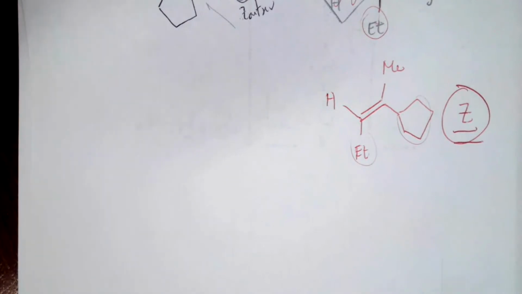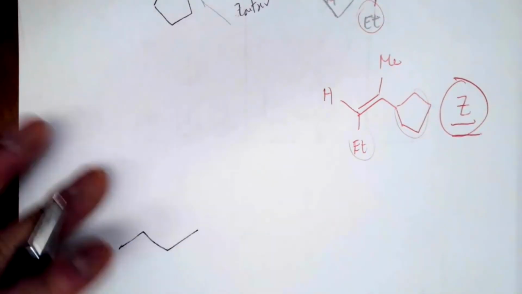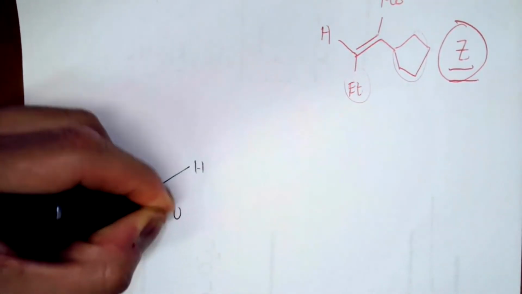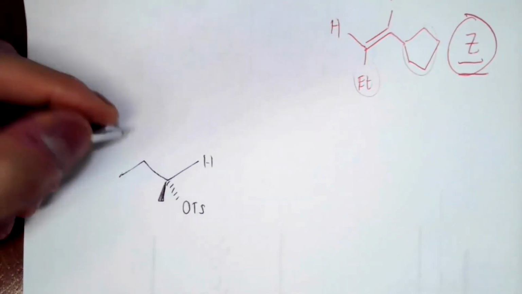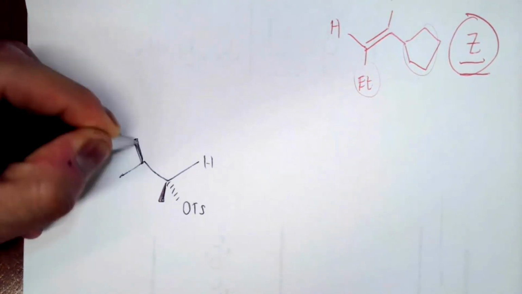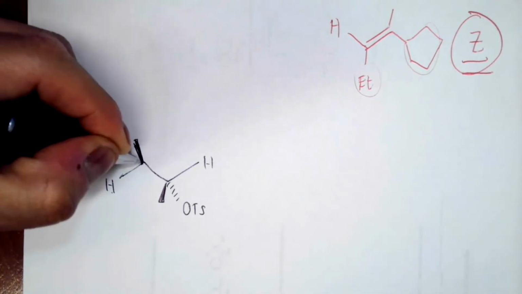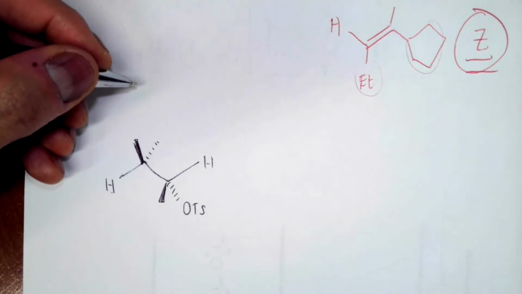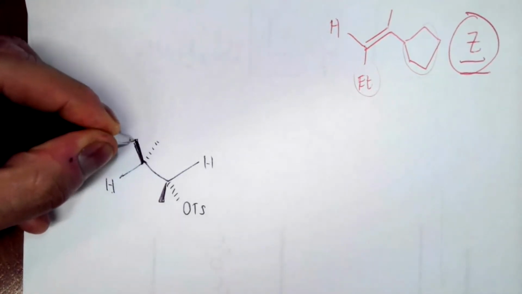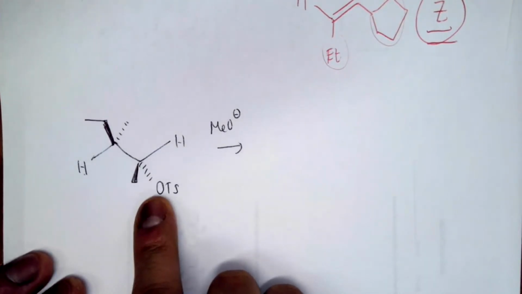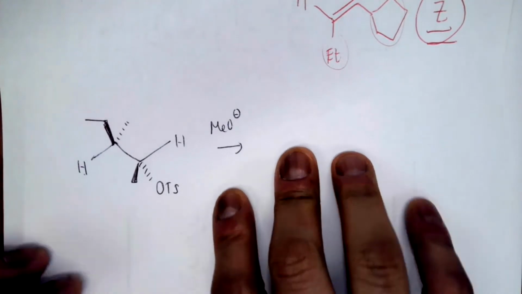Let's see, another one. OTS, methyl and ethyl. Yeah. Okay. They tell me this one is under methoxide and determine what is the alkene that is a product of this reaction. All right, great. You tell me do the alkene.